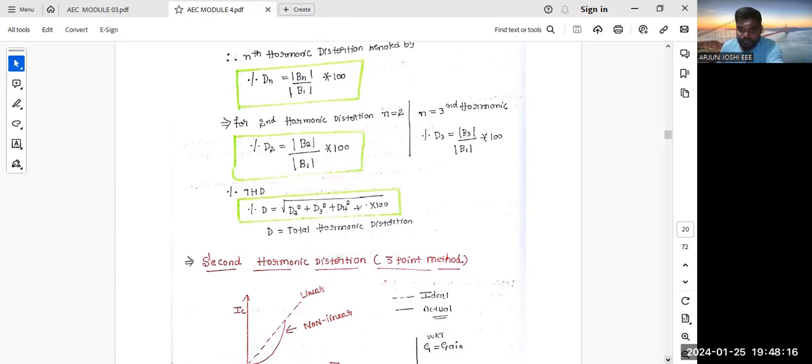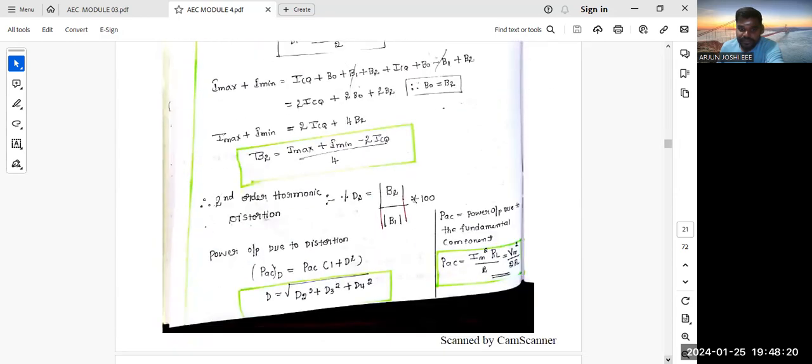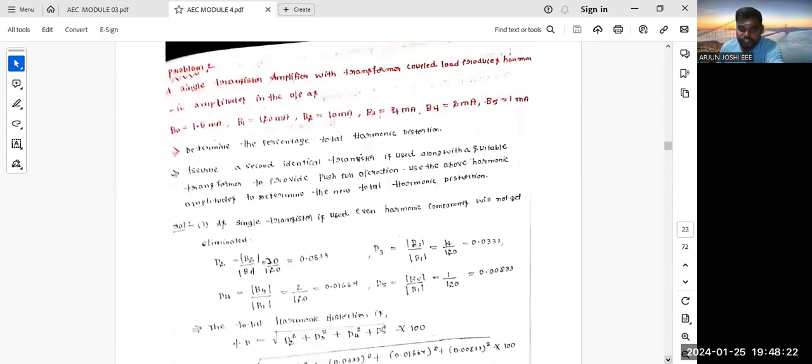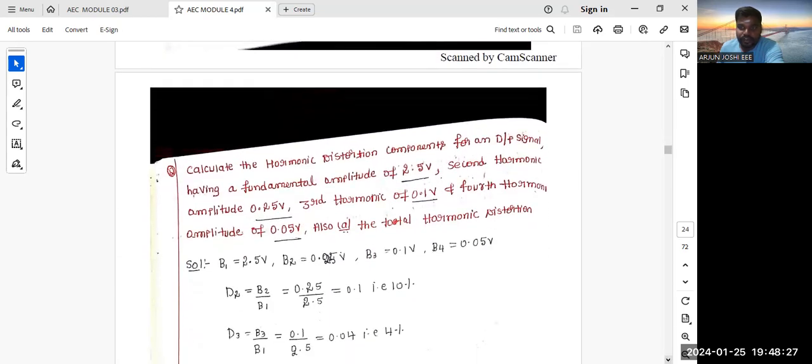Okay. Now let's solve some problems on this basic formula. Sometimes they will ask this type of question. That's why I'm going to solve four problems. Let's understand them one by one.